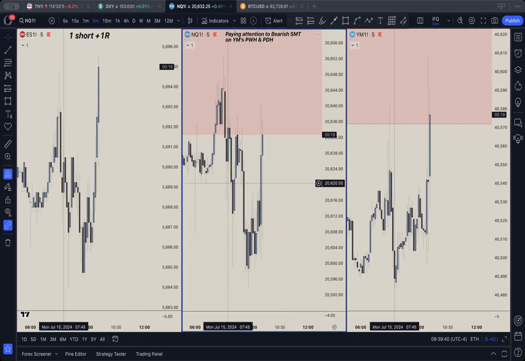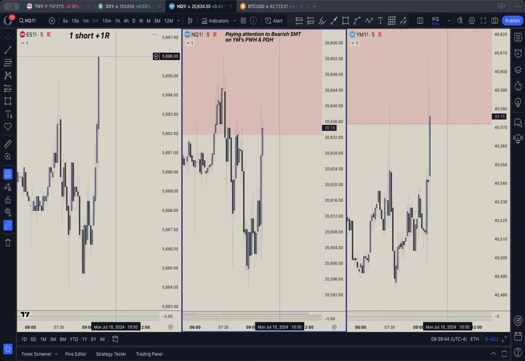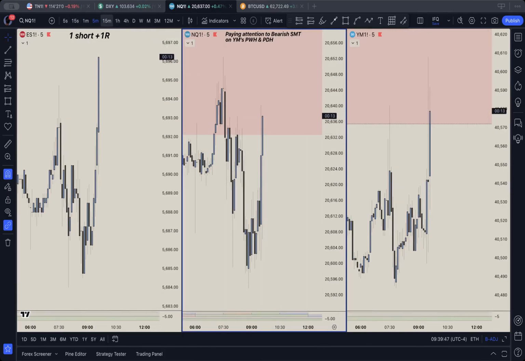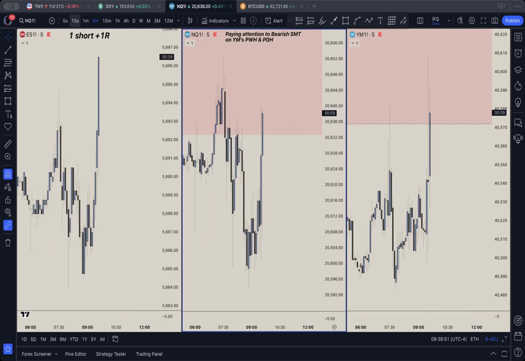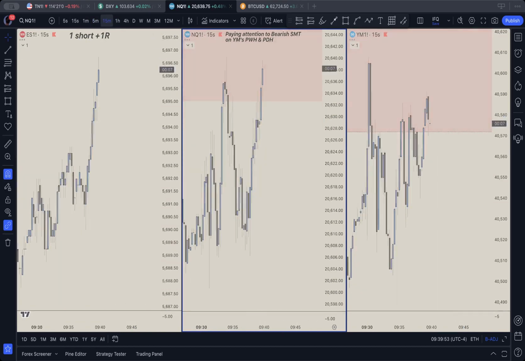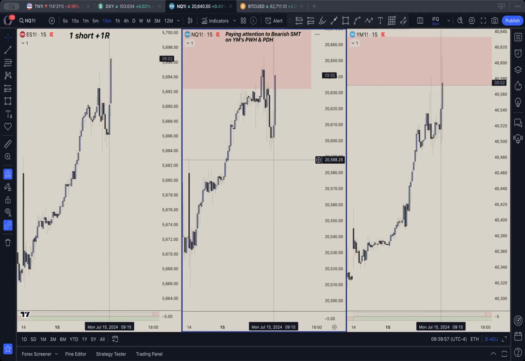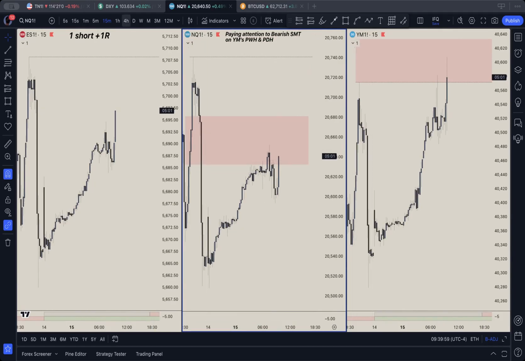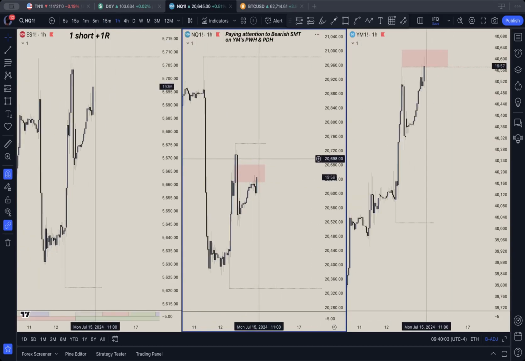The trade idea stemmed from this 5-minute SMT right here to the 15-second chart. Right when I called the 5-minute SMT I was looking at, and then when I said shorts look good here, that's pretty much where I shorted. And now, just wait for the hourly again.